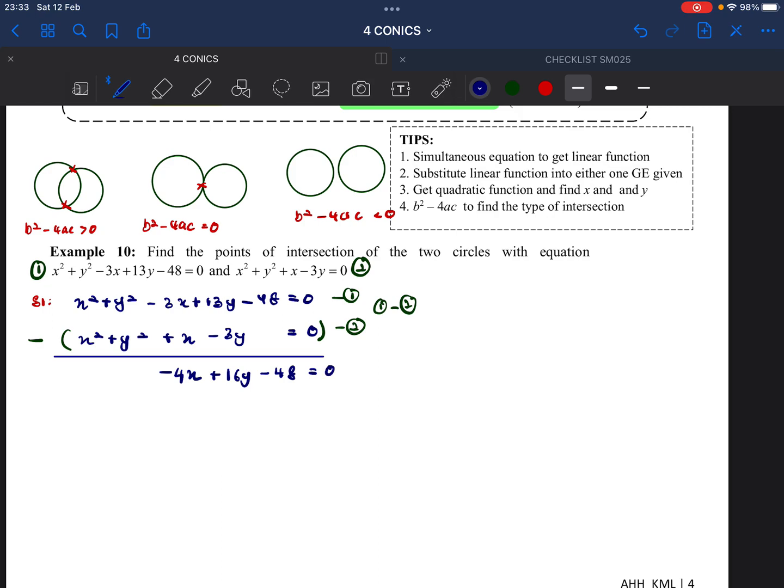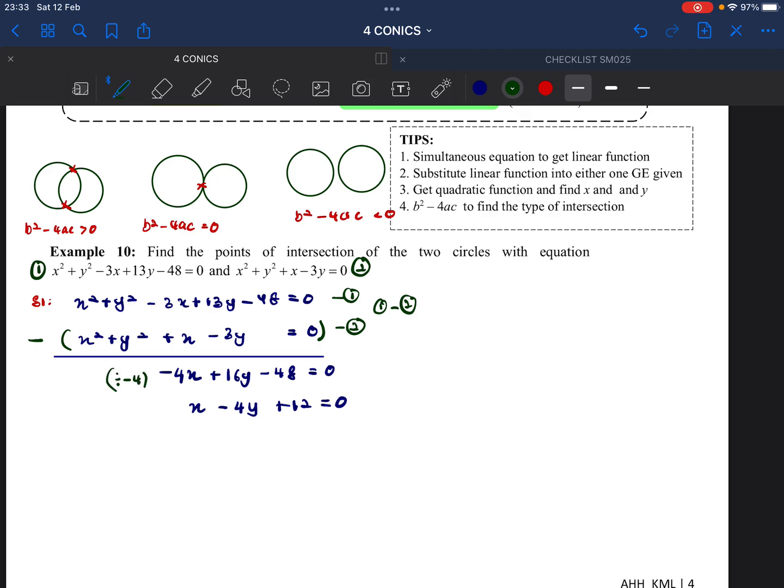Okay, so that's going to be one equation. As I said before in the previous video, if you can simplify the equation, please simplify it. From here we can divide everything by -4, so we will get x minus 4y plus 12 equals 0. I just want to simplify this, so I divide by -4.